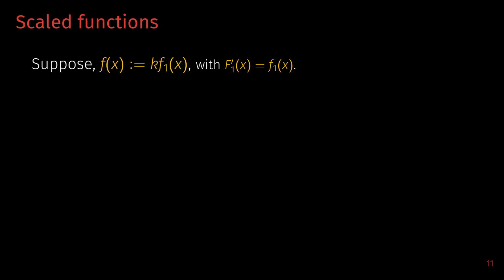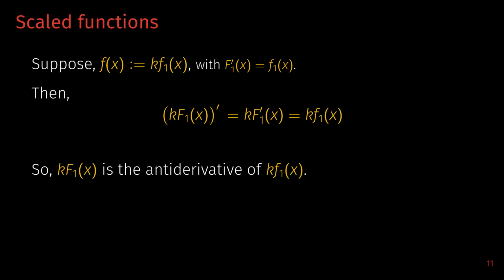For example, what happens when we define some function f of x to be equal to k times f1 of x, where uppercase F1 is the antiderivative of lowercase f1. If we now consider k times uppercase F1, and we take the derivative of this, by the linearity of differentiation, we know that this is going to be equal to k times uppercase F1 prime. And we know that uppercase F1 prime is just equal to lowercase f1. If we consider the leftmost part of this equation and the rightmost part of this equation, it becomes evident that k uppercase F1 is the antiderivative of k lowercase f1. This means that when we integrate k times lowercase f1, that is just going to be equal to k times uppercase F1 plus some constant c.